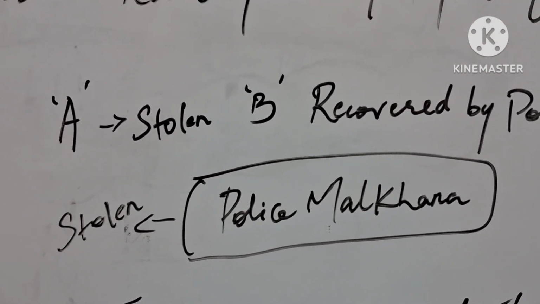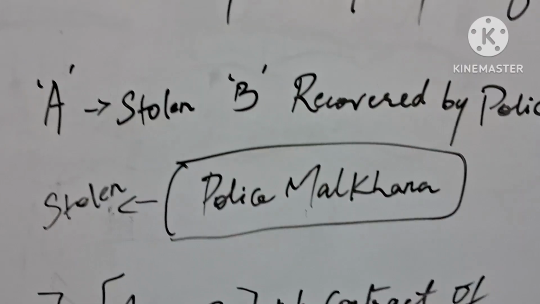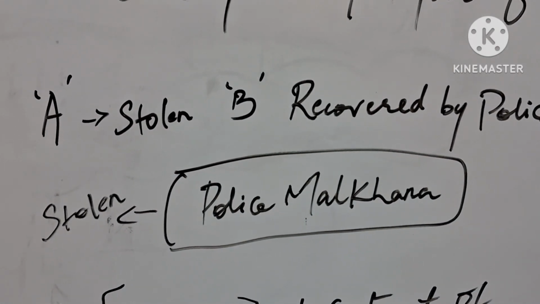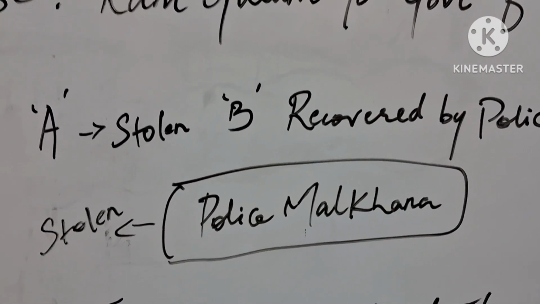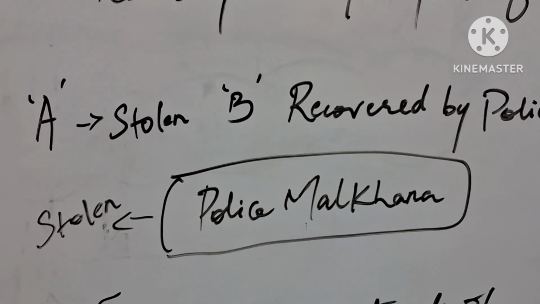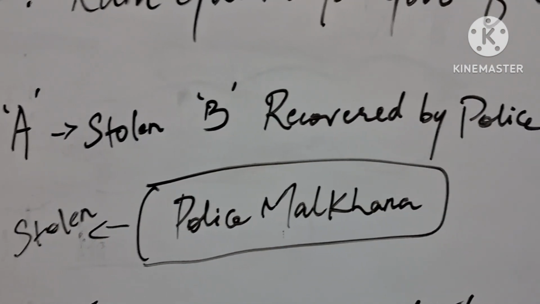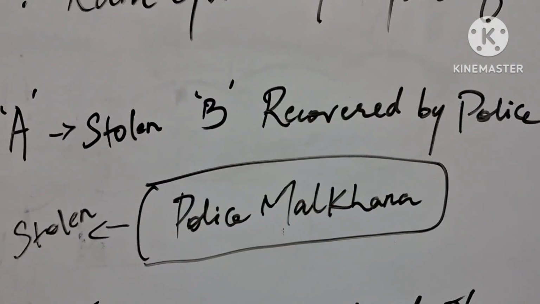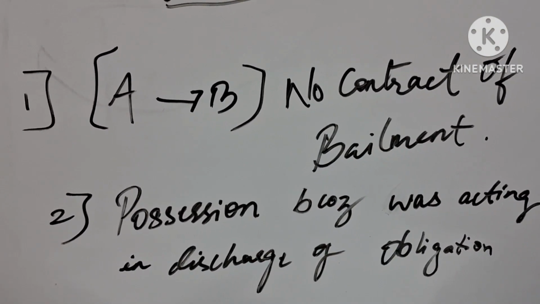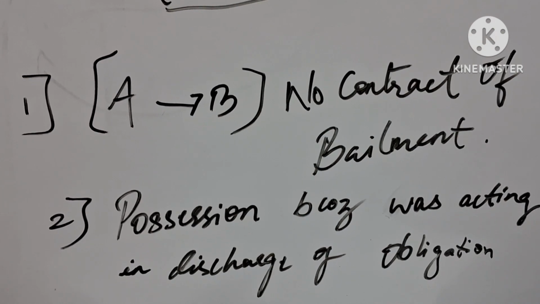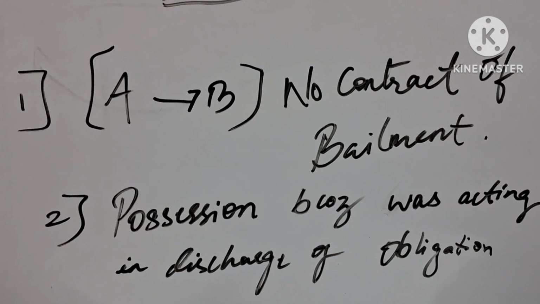So the court observed that there was no contract of bailment, because there was no contract between A, whose property was stolen, and B, the police who recovered the property. Between them there was no contract of bailment. A did not give his property to the police, nor was it like, okay sir, you use it, policeman, and give it back to me. There was no contract between them.